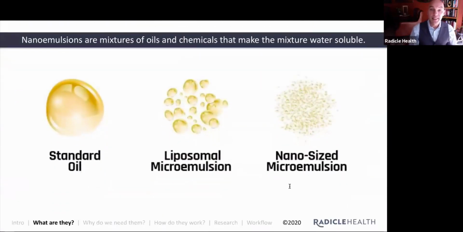So what is a cannabinoid nanoemulsion? Broadly speaking, cannabinoid nanoemulsions are mixtures of cannabinoids, carrier oils, and other chemicals that make the mixture water soluble.